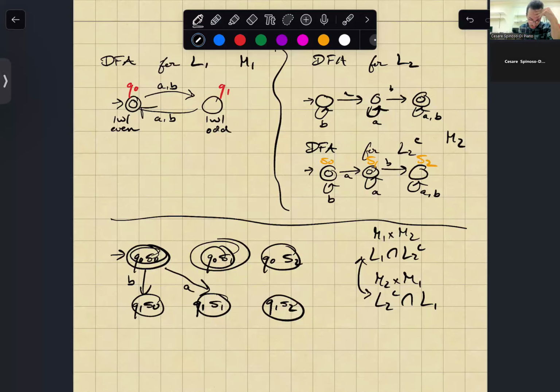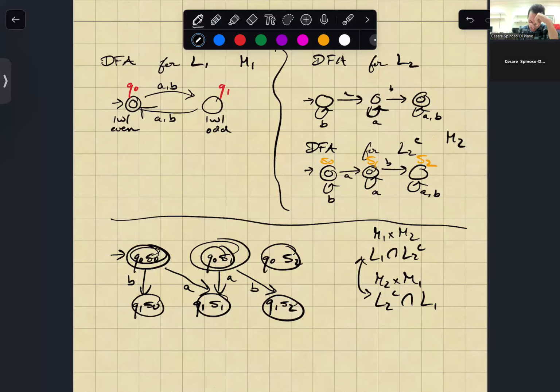Okay, so now what about Q0 S1? If I'm at Q0 and I read an A, I go to Q1. I think the nice thing is that you're always going to do this, right? You just have to find where you're going to go. So from Q0, reading either A or B, you go to Q1. Now from S1, reading an A, you go to S1. And from S1 reading a B, you go to S2. So because from Q0 reading a B, you go to Q1, together you go to Q1, S2.